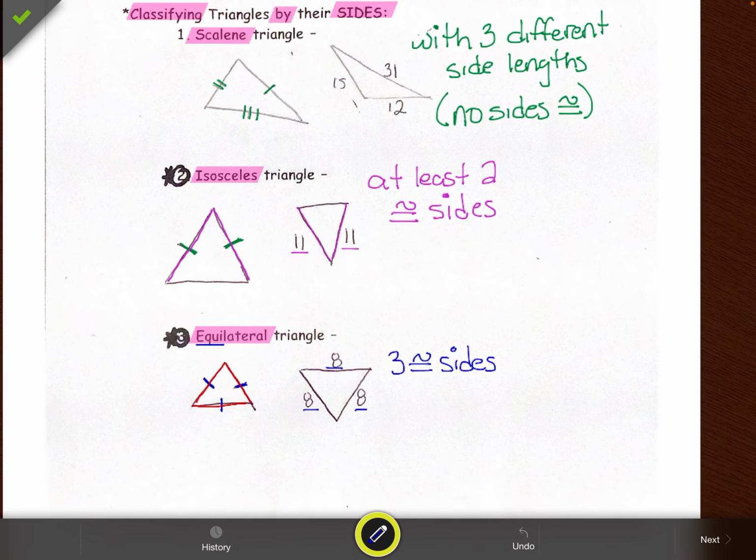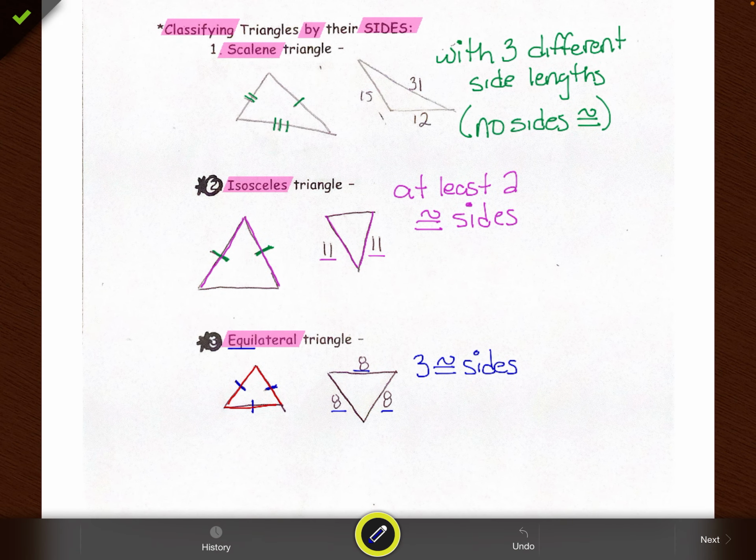So that's the first way we're going to classify triangles: scalene, isosceles, or equilateral. And you want to memorize these definitions. You want to know scalene is no congruent sides, isosceles is at least 2 congruent sides, and equilateral is 3 congruent sides.